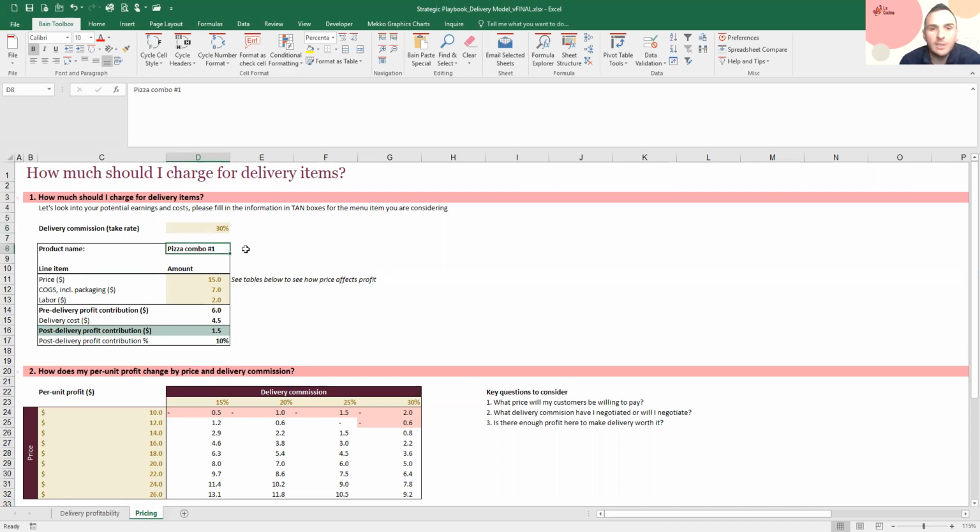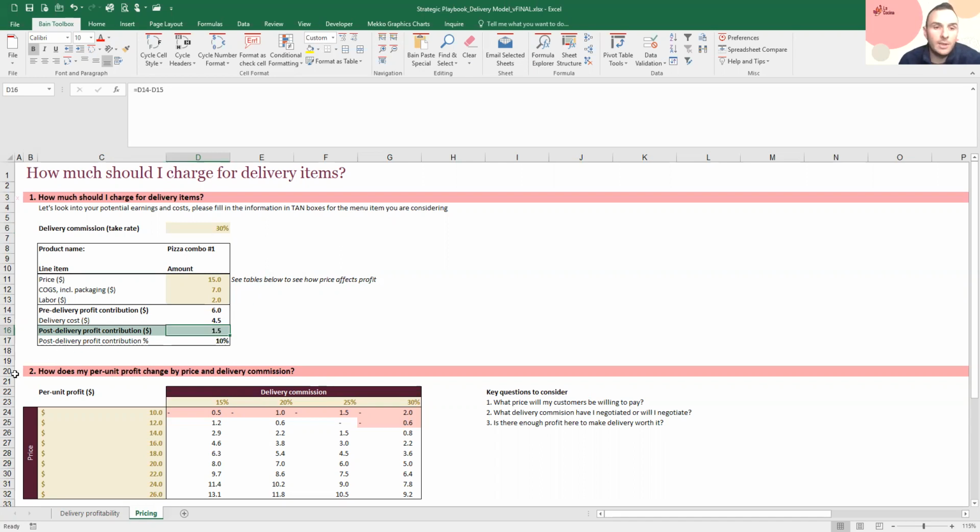We also included, for specific products, in this case a fictitious example of pizza combo number 1, the price, your total costs of goods sold or COGS, including the packaging, and the labor it takes to actually create this. Then once you've inserted all of these 4 assumptions, it will shoot out basically your post-delivery profit contribution. And so this is how much money you are making off of each sale that then can go towards covering your fixed costs and hopefully ultimately make it into your pocket.